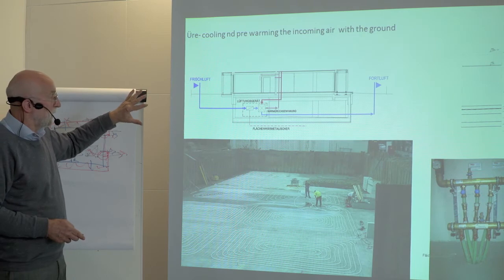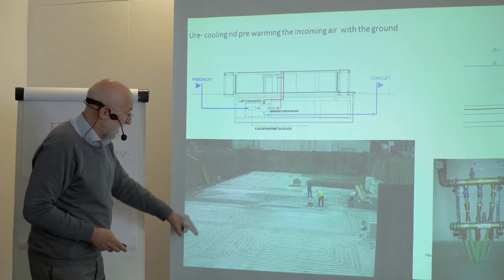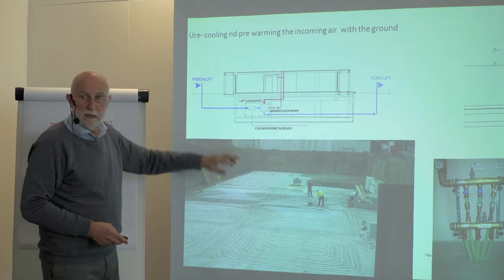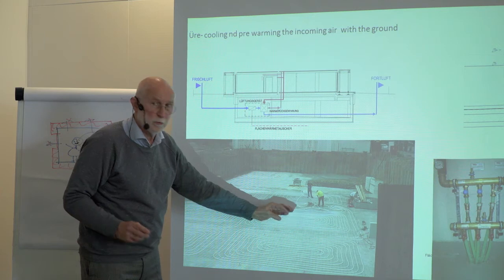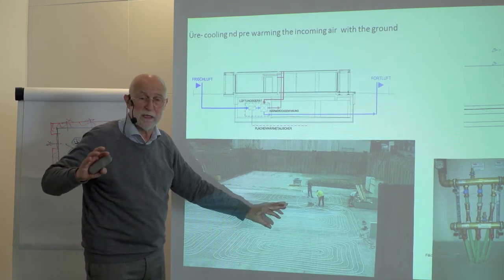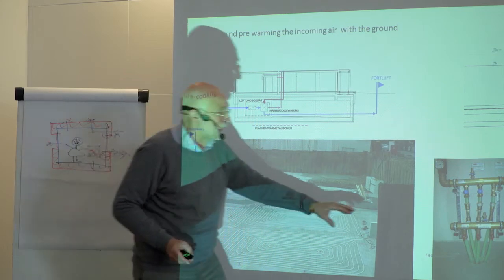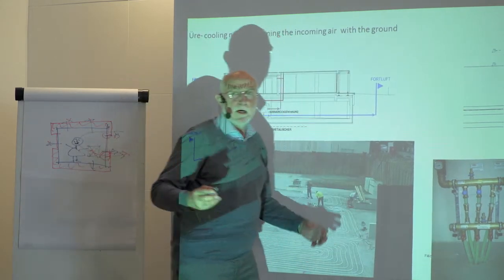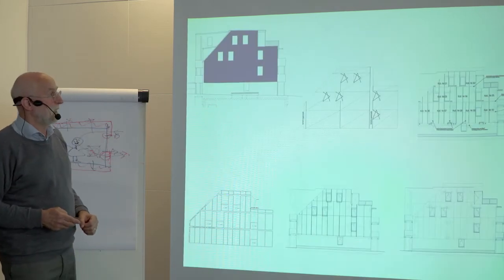Other resources could be, in this case, we have pipes under the garage, and from this underground during winter we get some heat to protect the ventilation machine against freezing, and it brings in a little bit of cool during summertime, and it's freshening up the incoming air.